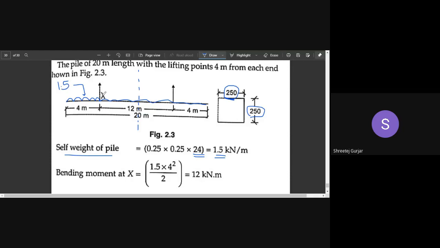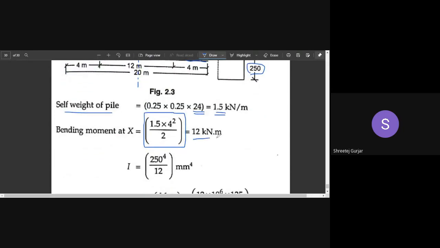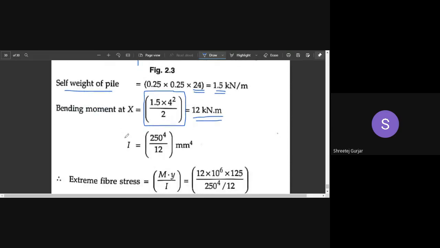Right, so what is the moment generated here? 1.5 into 4 into 4 by 2, so 1.5 into 4 squared by 2. We are just calculating moment over this point caused by this UDL. So it is 12 kilonewton meter. 12 kilonewton meter is the bending moment at X.